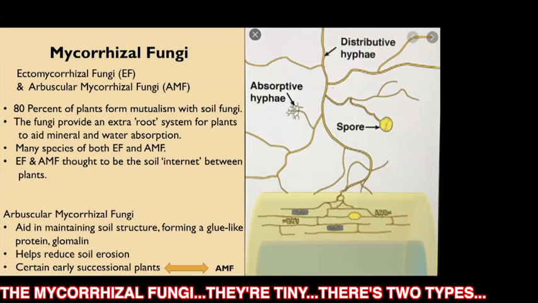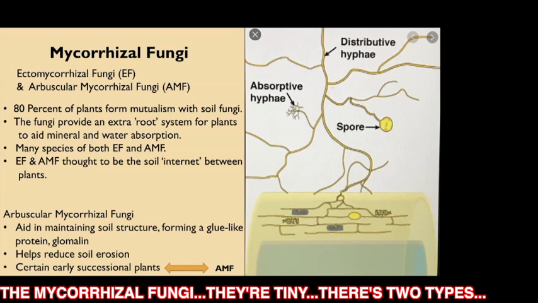So the ectos are a lot on trees, oak trees, pine trees. Many trees have ectomycorrhizal fungi, as you might think, they're on the outside of a plant root. I'm showing in this diagram the arbuscular mycorrhizal fungi, which actually goes into the root of a plant between the cells.